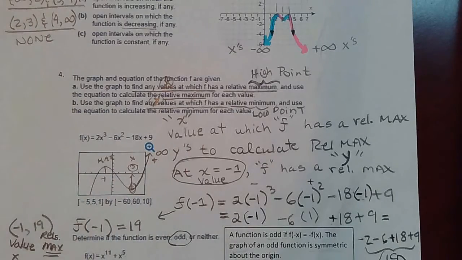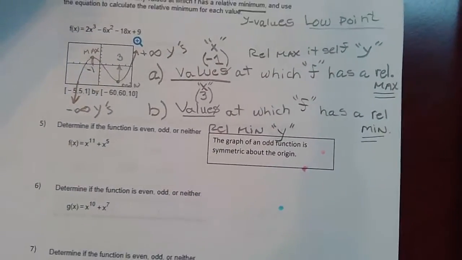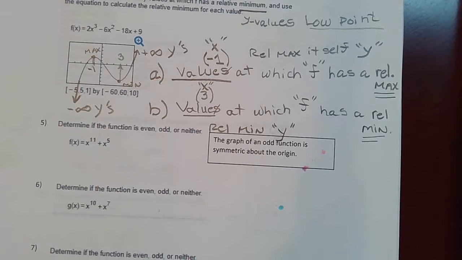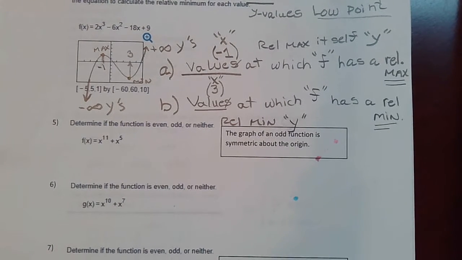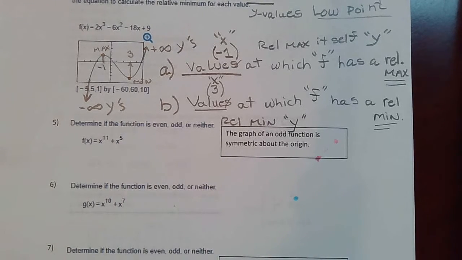Okay, moving on. So now we're moving on to number 5. Here is problem number 5. And they're asking you to just look at a function that's been given, and just by looking at the powers rather than looking at the graph, because sometimes they're going to give you the problem in the form of a graph, and they're going to ask this same question. Is it even, odd, or neither? So I'm going to have to define what's considered even, odd, or neither in different ways.